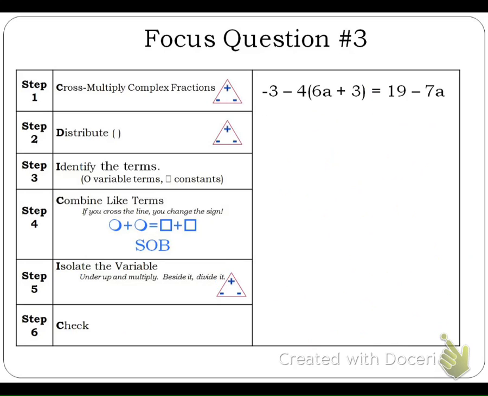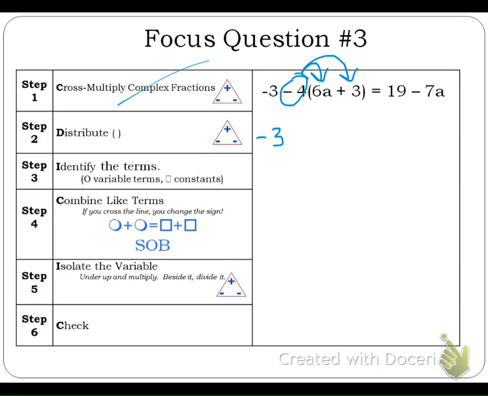Alright, last example with you before you go to your guided practice. I've already put up all the steps for you, but you do need to start memorizing these steps in order. Cross multiply complex fractions, we don't have any. Distribute, oh, we do have distribution in this problem. What are we distributing? The negative 4. Don't forget that sign there. We need to distribute to every term inside that parentheses.